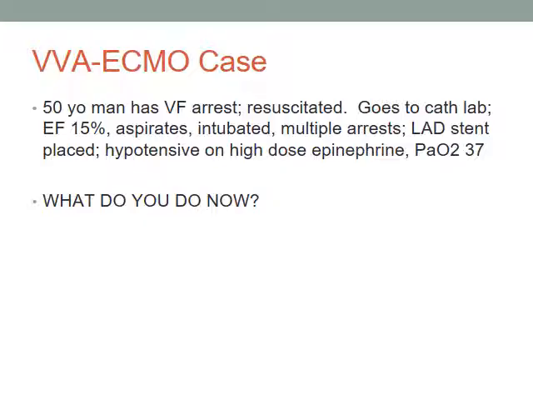So a 50-year-old man has a VF arrest and is resuscitated. He goes to the cath lab. EF is 15%. And while there, he aspirates, he's tubed, he has multiple more arrests, a LAD stent is placed, he's hypotensive on high-dose epinephrine, and his PO2 is 37. What do you do?